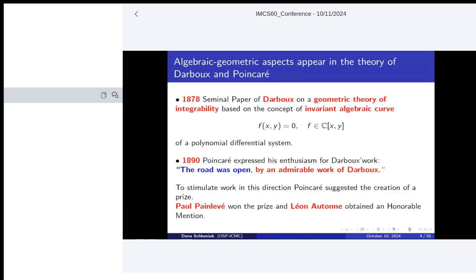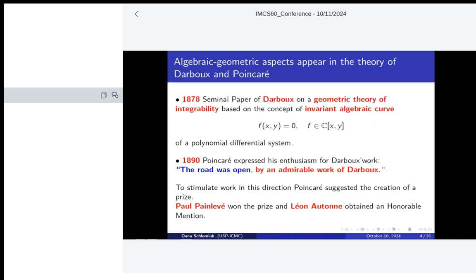This is a curve f of x, y is equal to 0, where f is a polynomial, and this is invariant if it's invariant under the flow. And in 1890, Poincaré expressed enthusiasm concerning the Darboux work, and he said the following in one of his papers: the road was opened by an admirable work of Darboux.